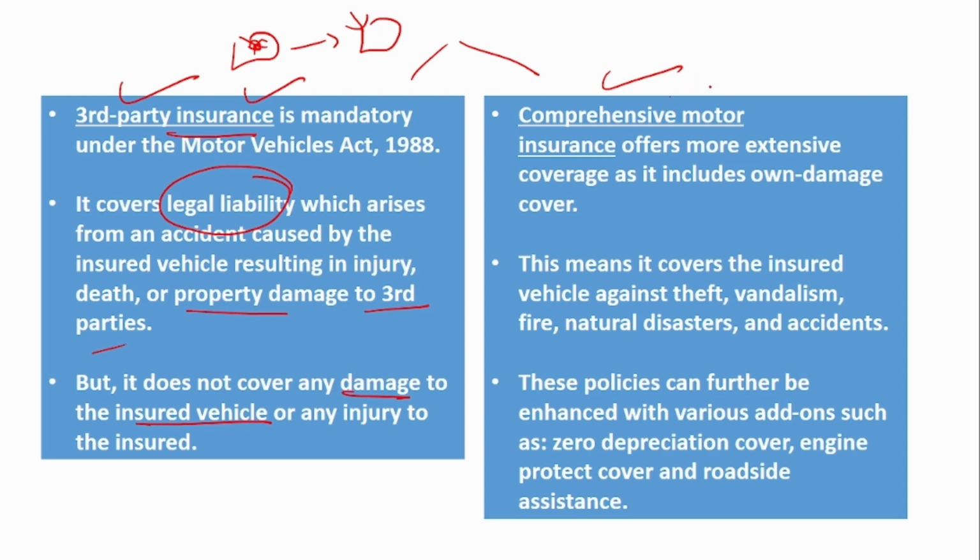But comprehensive motor insurance involves both the third-party insurance coverage and also the insured vehicle coverage. This means that it covers the insured vehicle against theft, vandalism, natural disasters, and these policies can further be enhanced with various add-ons also. So this is what comprehensive motor insurance and third-party insurance mean. The main point to be remembered here is that the cap on the long-term insurance policy has been removed, and whatever norms are applicable to the other insurance policies are now applicable to the long-term ones also.